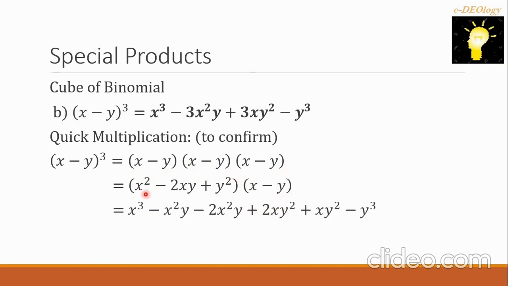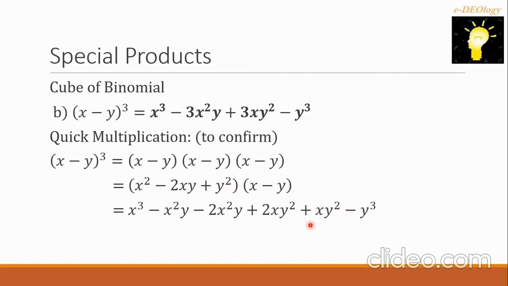So let's start with the x squared, multiply to the x, will give us this x cubed. Then x squared times negative y will give this negative x squared y. Next is this negative 2xy times x will have this negative 2x squared y. Negative 2xy times negative y will give this positive 2xy squared. Then the y squared multiplied by x will give xy squared. Then y squared times negative y will give this negative y cubed.